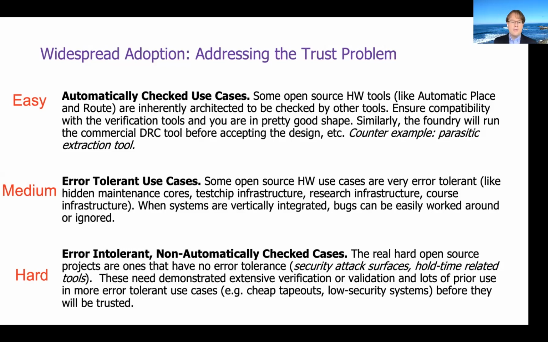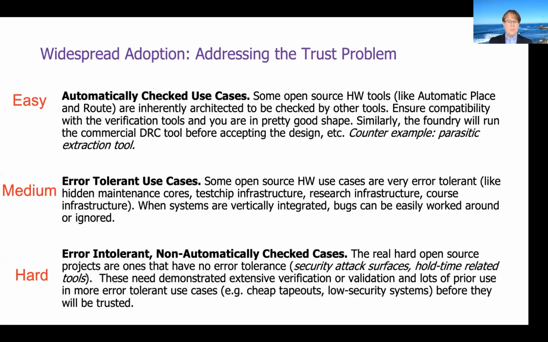The hard category, I think, is systems that cannot tolerate errors and cannot be automatically checked. Really hard would be things like guaranteeing that this thing is secure, and things like hold time, guaranteeing that hold times aren't being violated, tools that are involved in our process, like parasitic extraction, timing analysis tools. There, you're going to really need a lot of time and a lot of users and error tolerant use cases to build towards the confidence for people to use open source systems in this way.